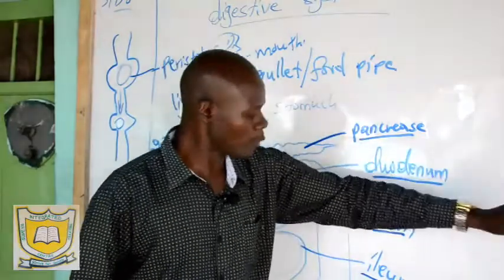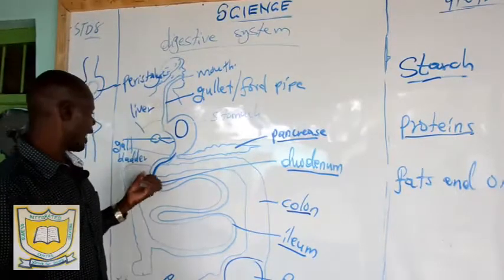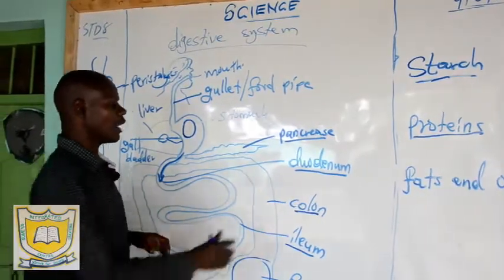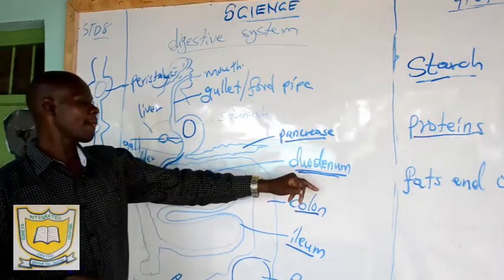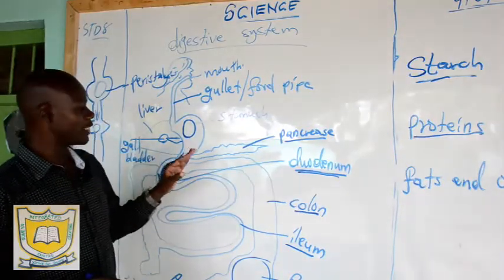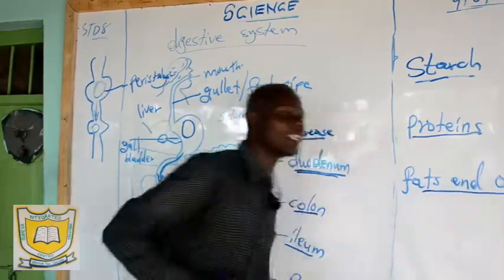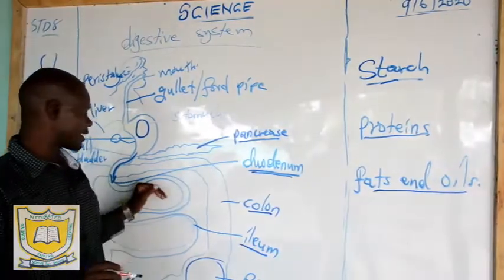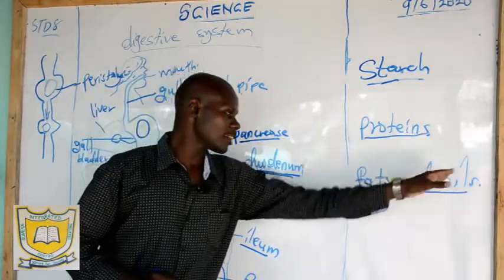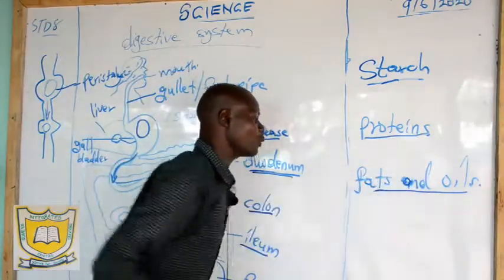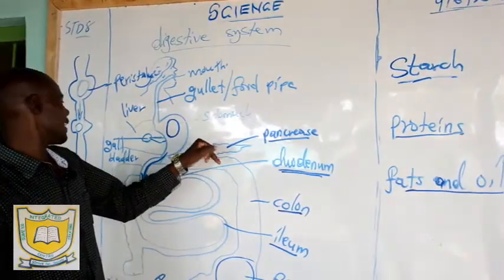So the chyme proceeds into the small intestine. The upper part of the small intestine is the duodenum. Inside the duodenum, we will have digestion of fats and oils. Now, what is carrying out this digestion? Inside the duodenum, I said we have the pancreas and the liver.